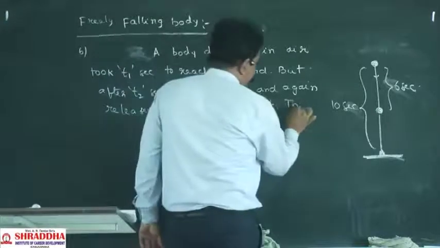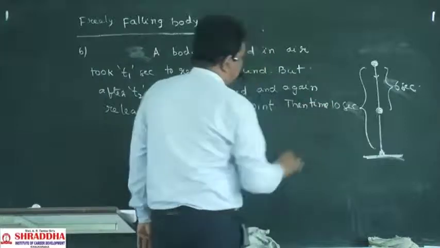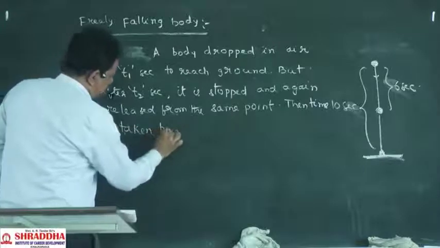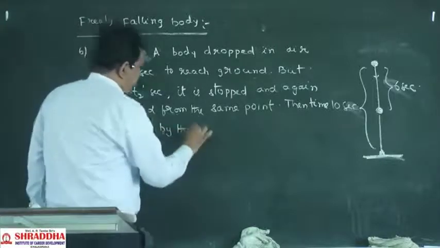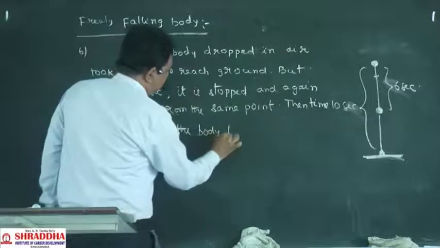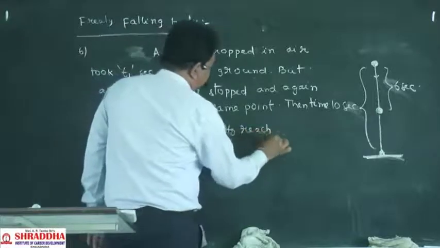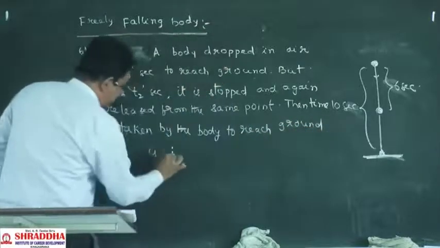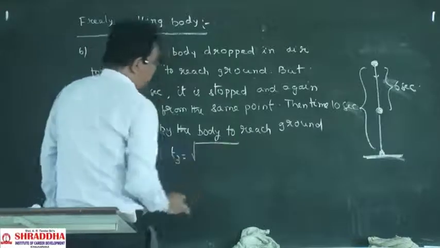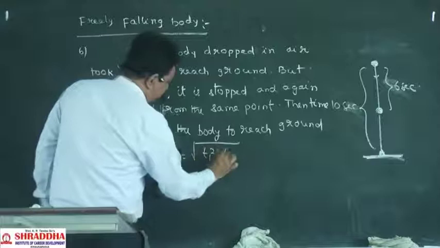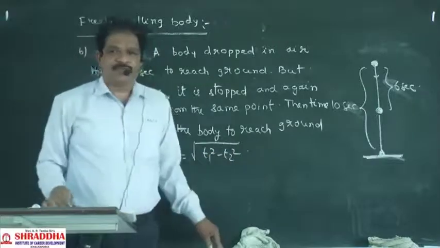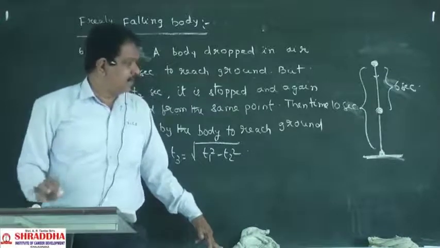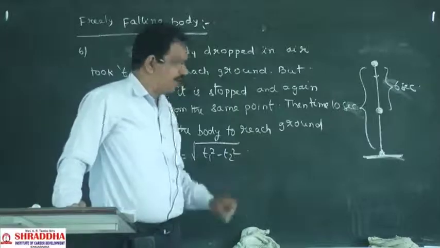Then the time taken by the body to reach the ground is T3 is equal to T1 square minus T2 square. This formula we have to use here.